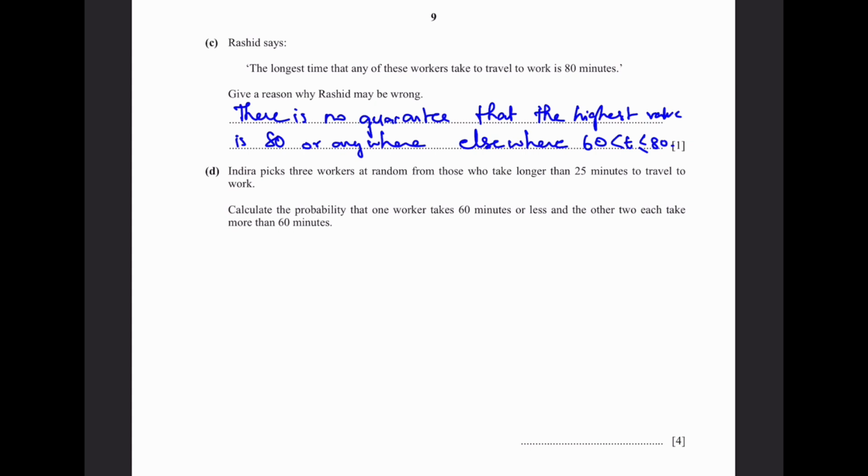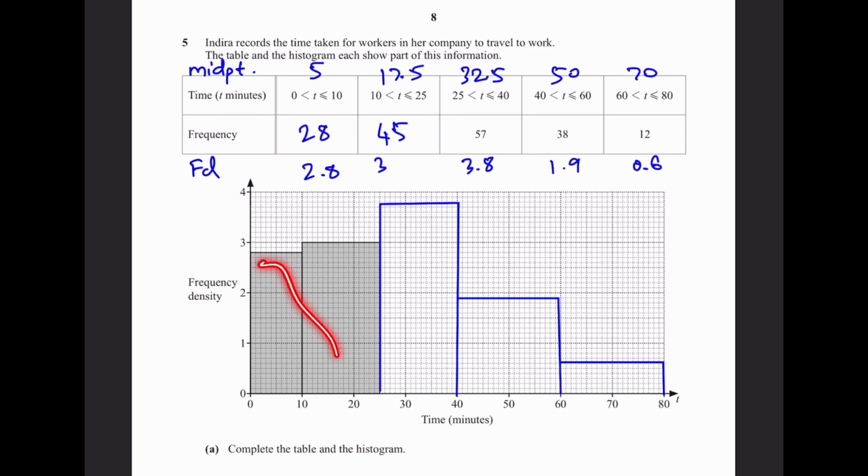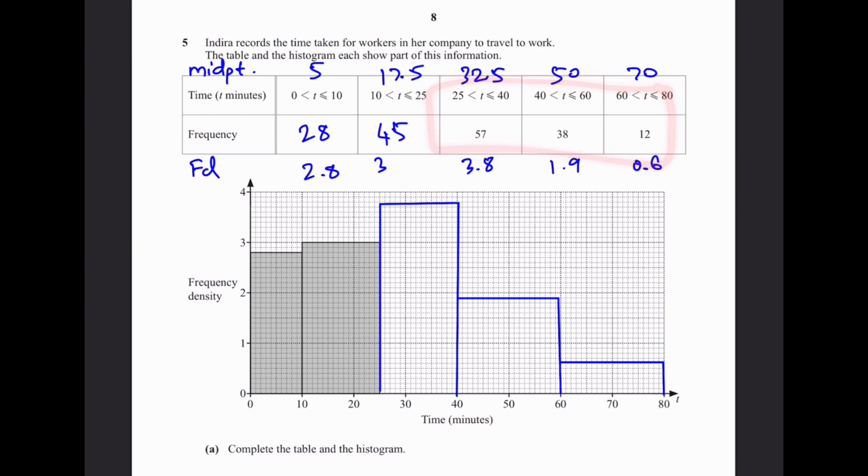D. Indira picks 3 workers at random from those who take longer than 25 minutes to travel to work. Calculate the probability that one worker takes 60 minutes or less and the other 2 each take more than 60 minutes. Alright, first thing we know in the question, she chooses 3 workers from those who take longer than 25 minutes. So we just ignore the first two bars completely and we take these three here. So the probability is not going to be over 180 of the selection chance. It's going to be over the sum of those three, which is 107.